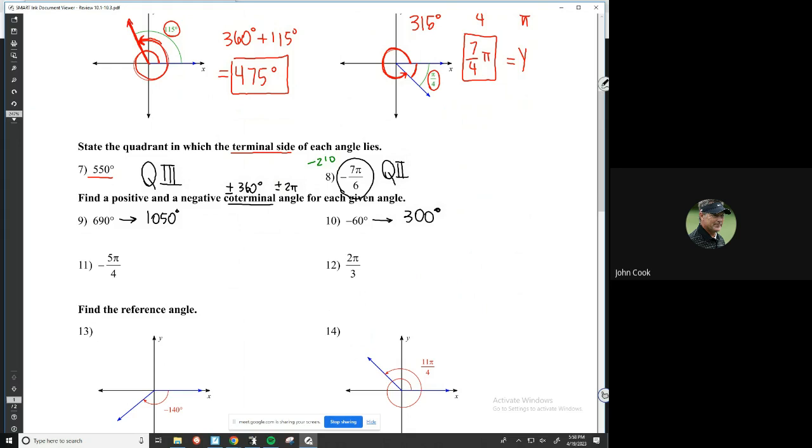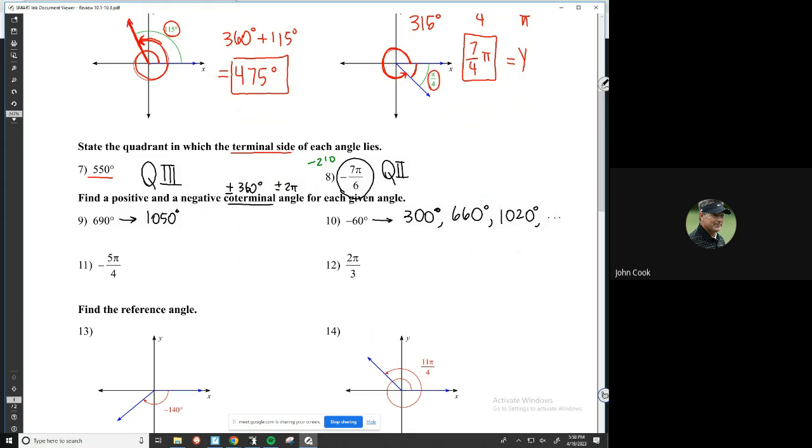So like if I added on another 360, another positive coterminal angle would be 660 degrees. And if I added on another 360 degrees, that would be 1020 degrees. I can just keep going and going forever and ever, okay? Those are all positive coterminal angles.